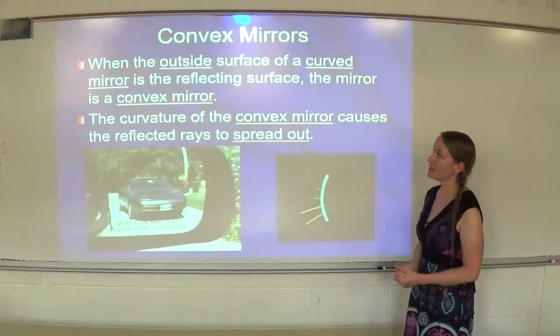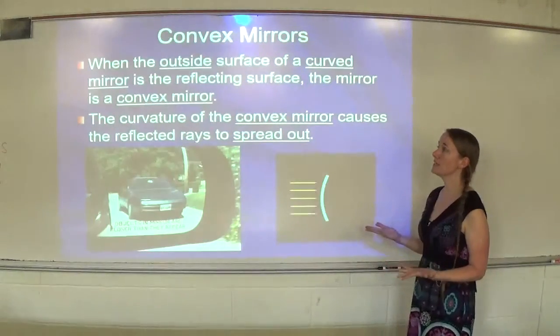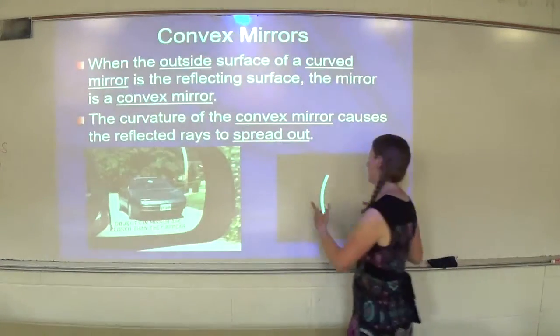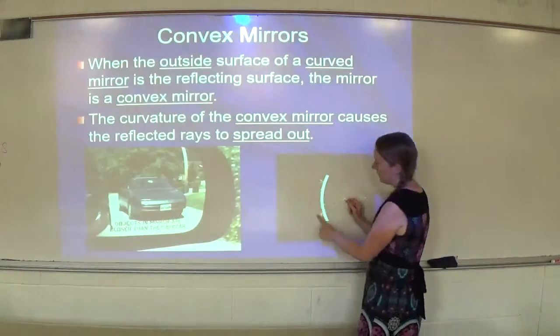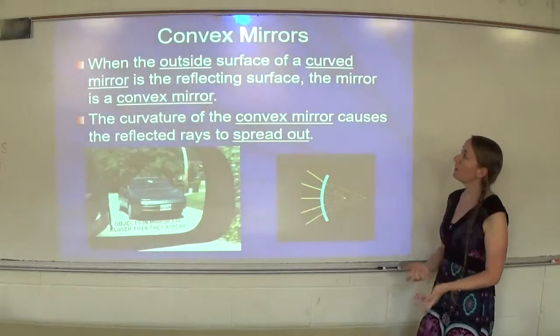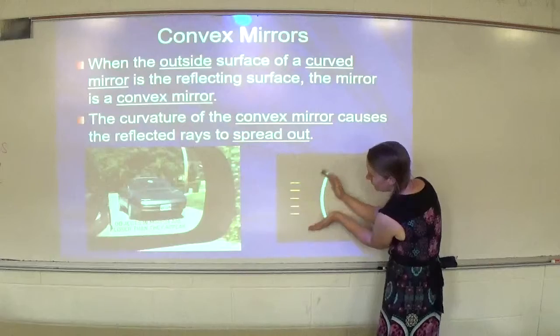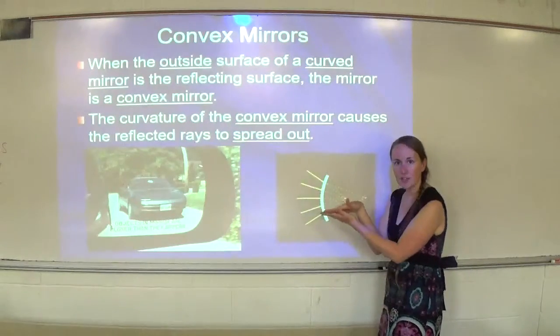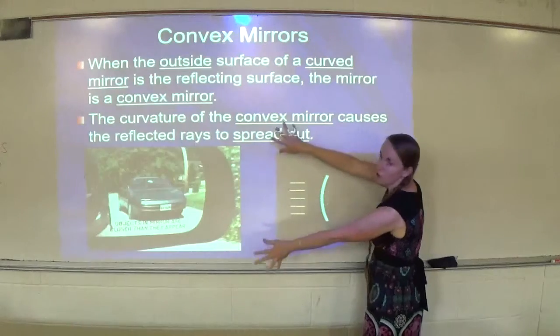Let's talk about convex. When the outside surface of a curved mirror is the reflecting surface, it is called a convex mirror. So if this is your reflective side, it's called concave. If this is your reflective side, it's called convex. The curvature of a convex mirror causes the reflected rays to spread out. So whereas concave would bend the rays together to make that focal point, when they hit a convex mirror, they just all spread out.